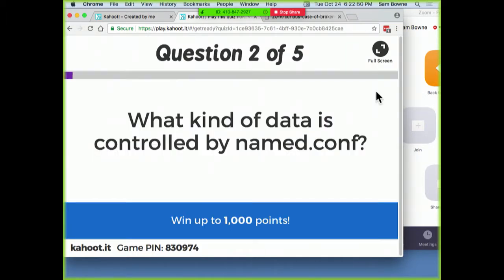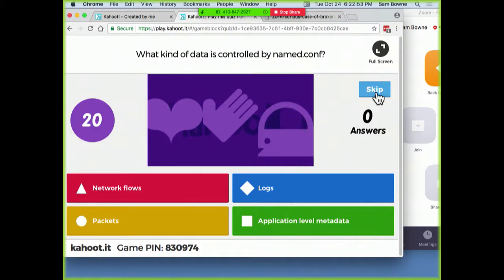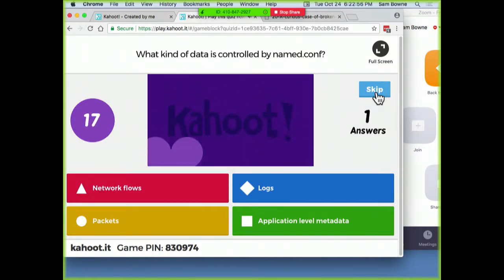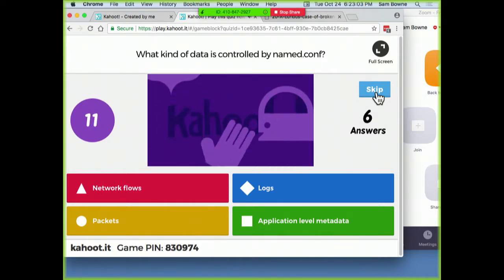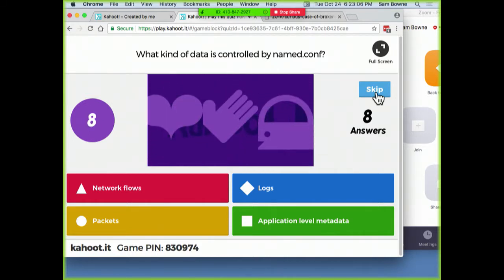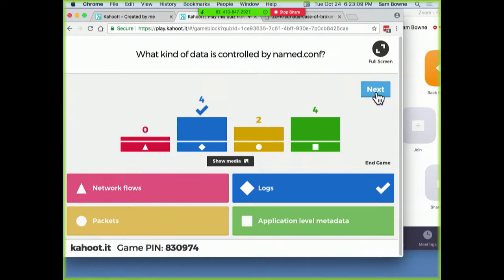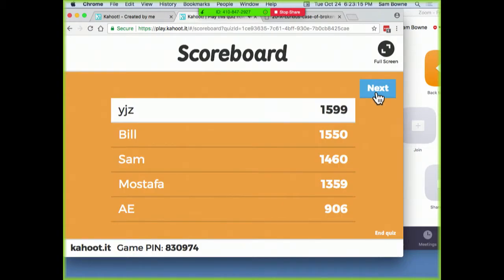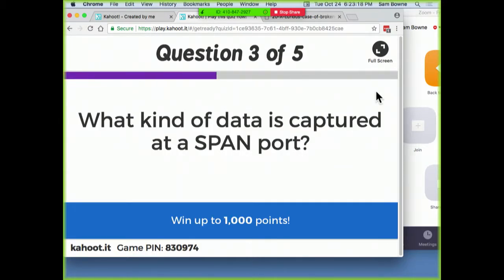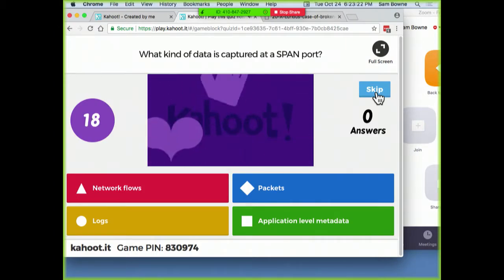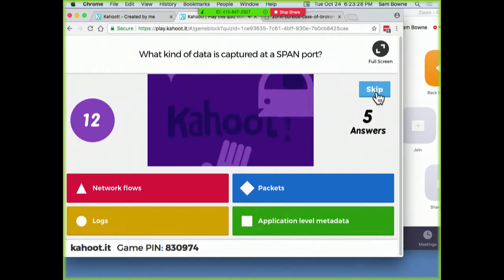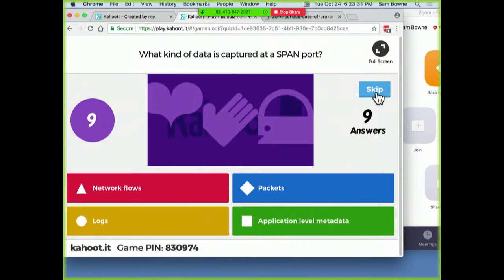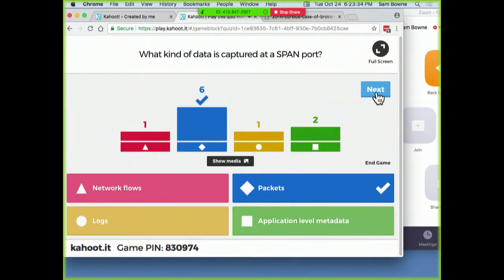All right. What data is controlled by named.conf? All right, that's the logs. That's where you adjust them. All right. What data do you get at a span port? All right, those are the packets.